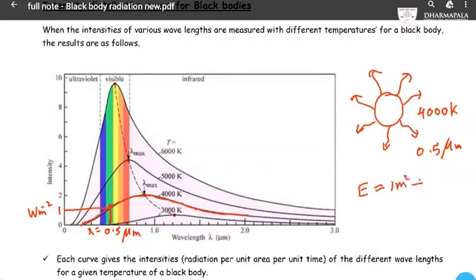You select a particular wavelength. From that particular wavelength, what is the total energy emitted from a 1 square meter area of this black body per 1 second? So like that, for different wavelengths, you get different values. And also, with the increase in temperature, you can see the intensity has also gone up. The curves have gone up like this.